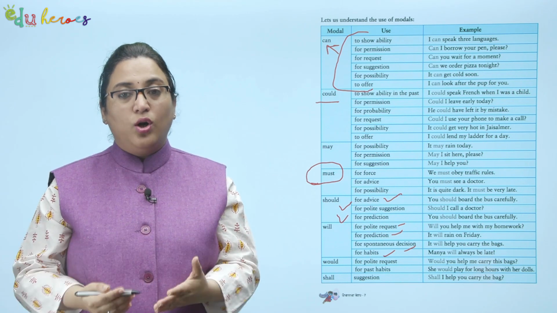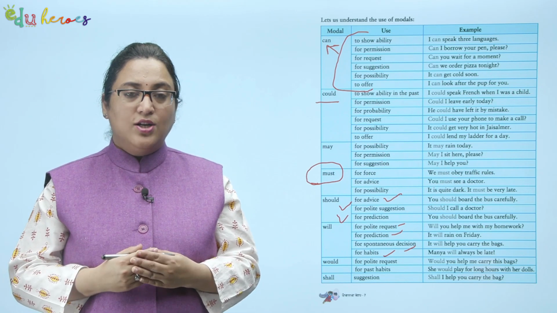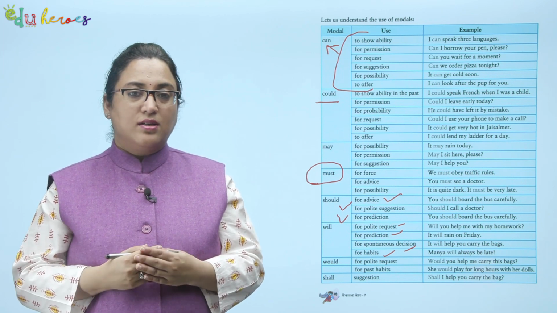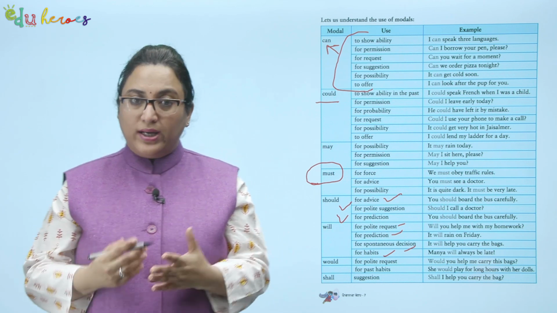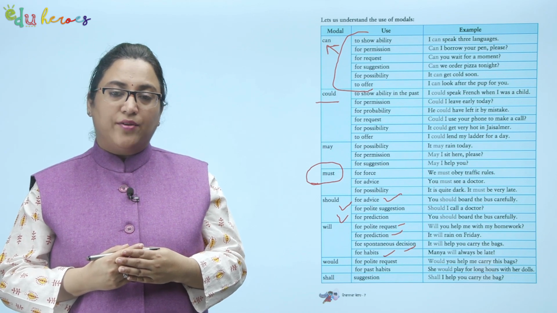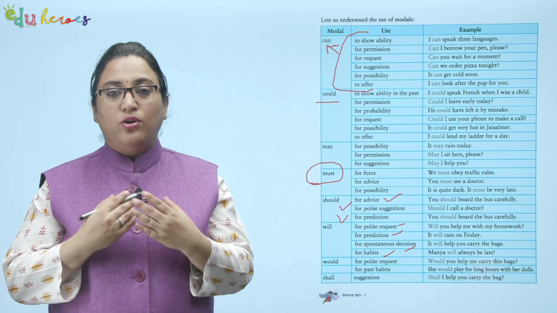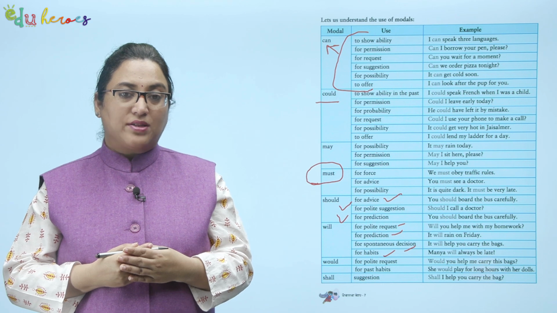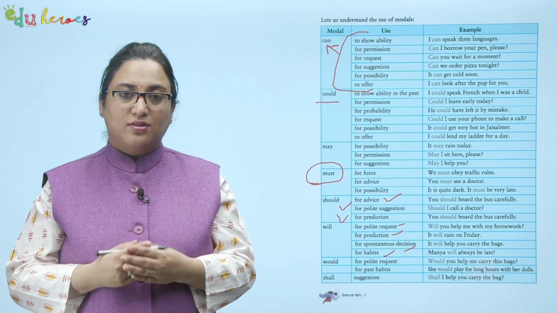Manya will always be late. That's the habit, regular habit of Manya. So here we can use will to express such a thing. Would. Would is used for polite request and for past habits. Would you help me carry this bag? She would play for long hours with her dolls. That's a habit.